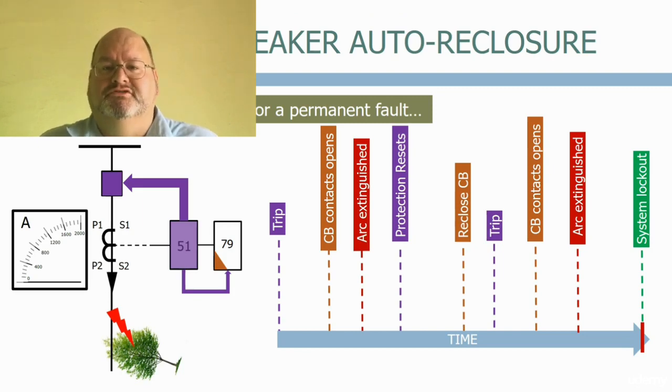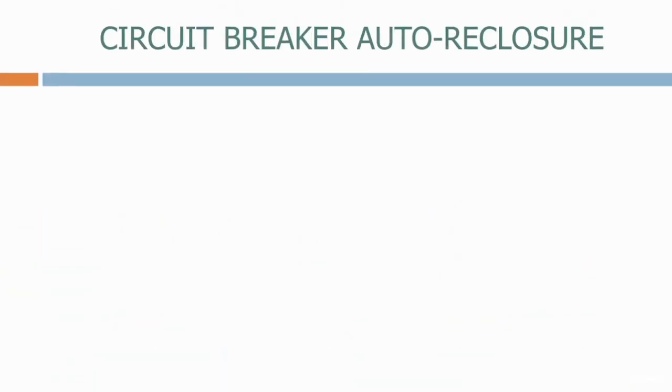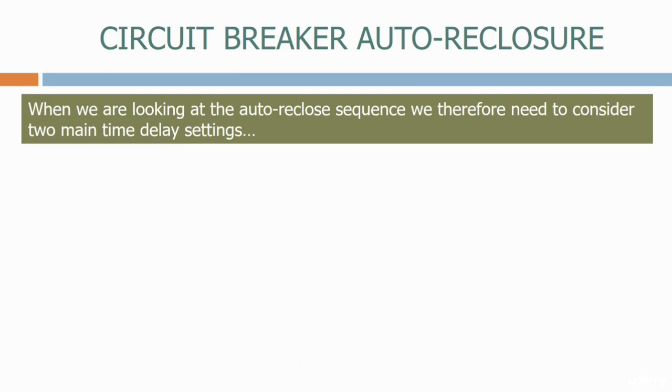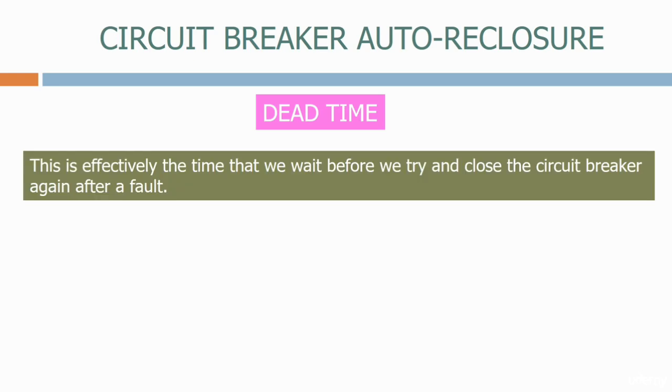We then lock out the auto-reclose scheme until the engineer has visited the fault location and cleared it from the system. This is called a single shot auto-reclose scheme, as we try only once to reclose the circuit breaker. When we are looking at the auto-reclose sequence, we therefore need to consider two main time delay settings. The first one is the dead time. This is effectively the time that we wait before we try and close the circuit breaker again after a fault.